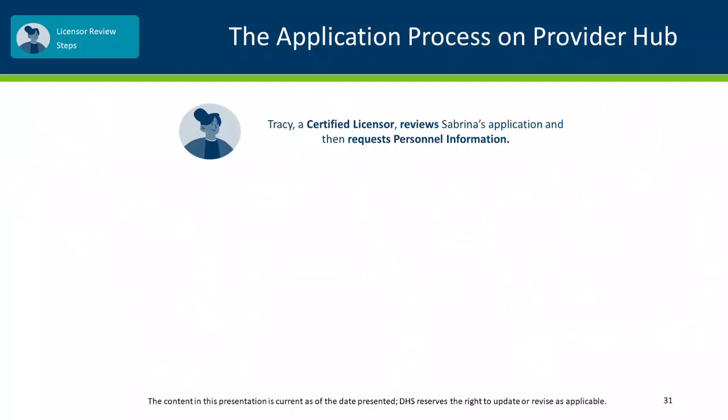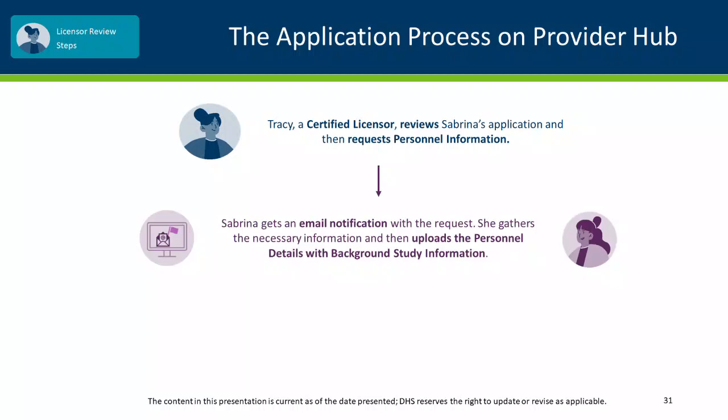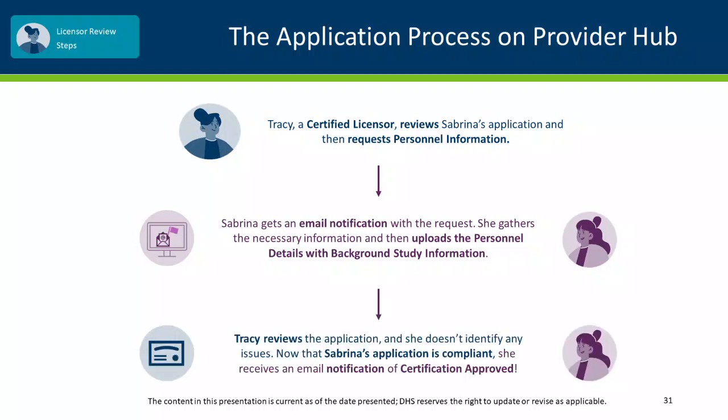Internally, Tracy, a certified licensor, reviews Sabrina's application, then requests personnel information. Sabrina gets an email notification with the request. She gathers the necessary information and then uploads the personnel details with background study information to the Provider Hub. Tracy reviews the application and she doesn't identify any issues. Now that Sabrina's application is compliant, she receives an email notification that her certification request is approved.